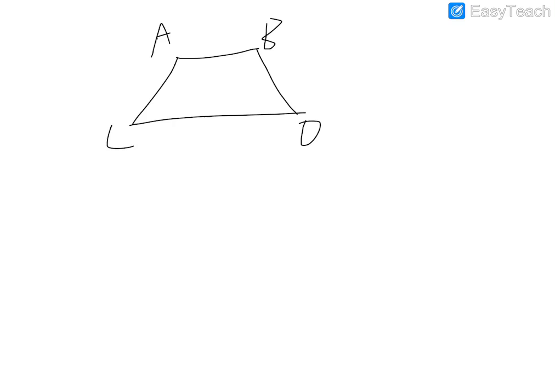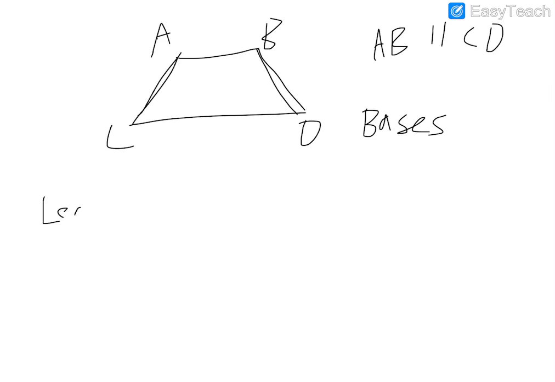Now let's go into some specific subcategories of quadrilaterals. First, let's talk about a trapezoid. So this is a trapezoid. It's basically any quadrilateral with two sides that are parallel. So I'll just label this A, B, C, D. In this case, AB is parallel to CD. And then the parallel sides are known as the bases, and the two on the side are known as the legs.